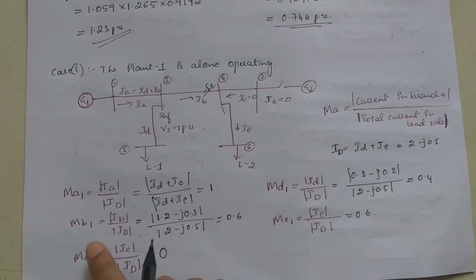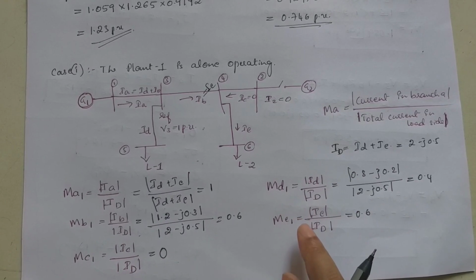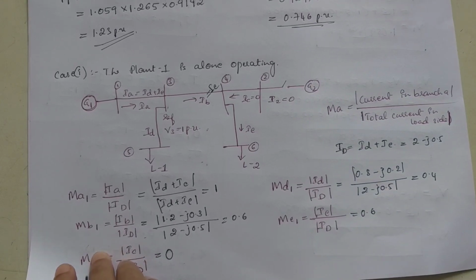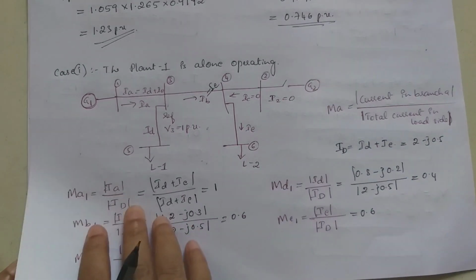We have calculated MA1, MB1, MC1, MD1, ME1. Now we need to calculate MA2, MB2, MC2, MD2, ME2 by keeping plant 2 operating alone.